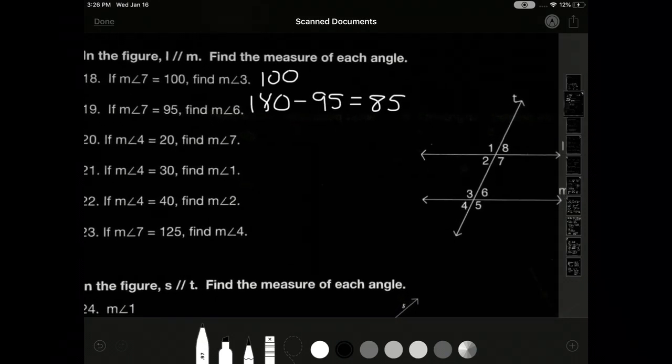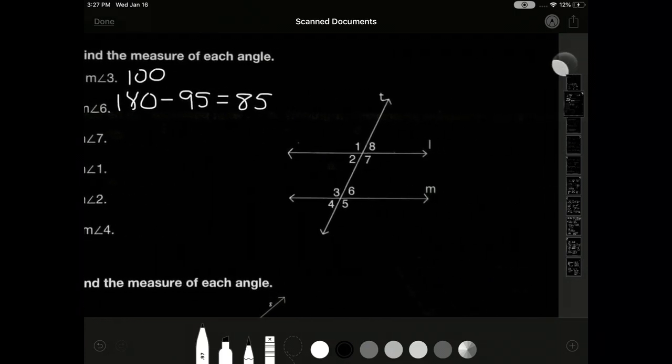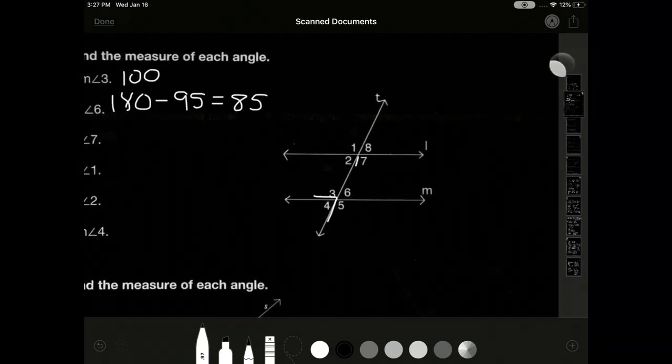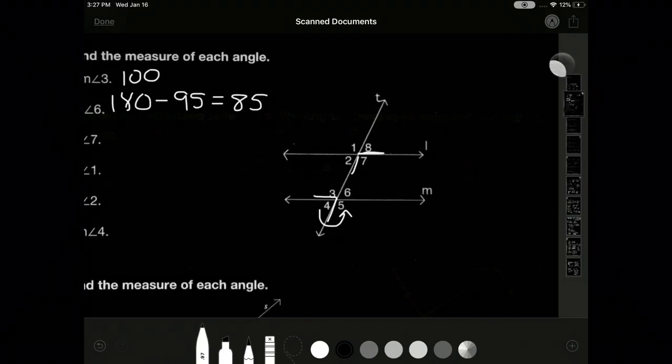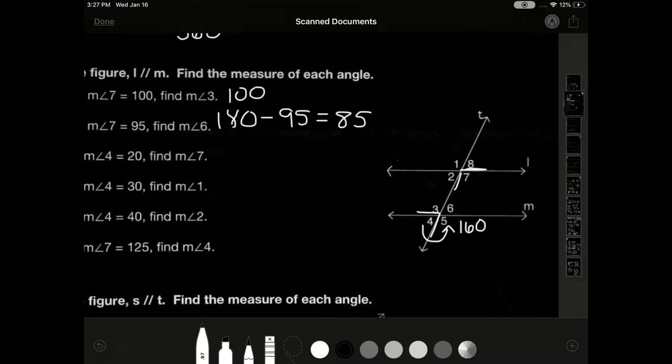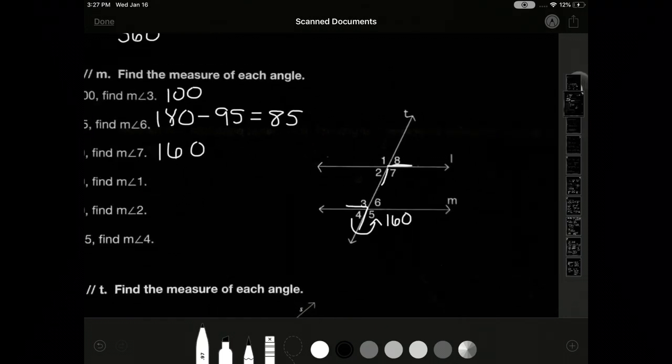Now, angle 4 is 20. We want to find the measure of angle 7. So here's 4. Here's 7. They don't have an angle pair relationship with one another. What we can do is take a look at angle 5. So if 4 is 20, 5 is 160, which means 7 is also 160, because 5 and 7 are corresponding angles. And if I draw 5 and 7, they form that letter F. That's how we know we have corresponding angles there.